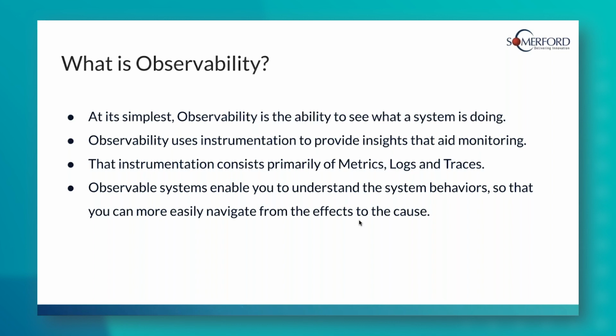So what do we mean by instrumentation? We're talking primarily about metrics, logs, and traces. Some of these will be things that are very familiar, some of them less so. An observable system enables you to understand system behaviors so you can more easily navigate from effects to cause. So it gives you all of the tools to manage root cause analysis, get to the root of the problem quickly and effectively, impacting your mean time to identify and your mean time to resolve.